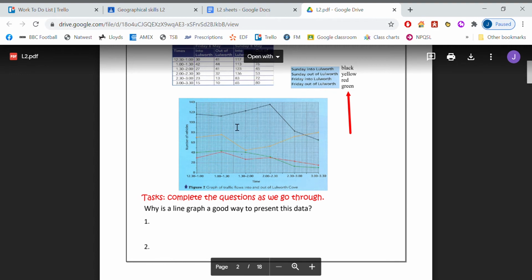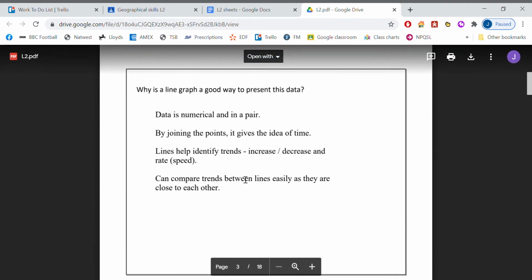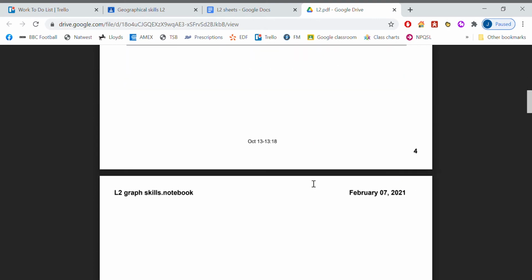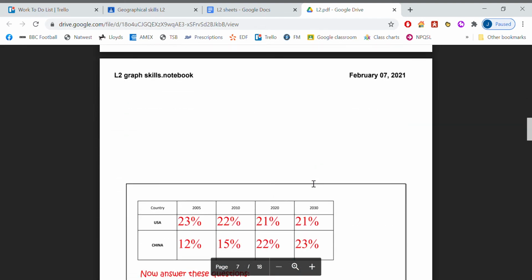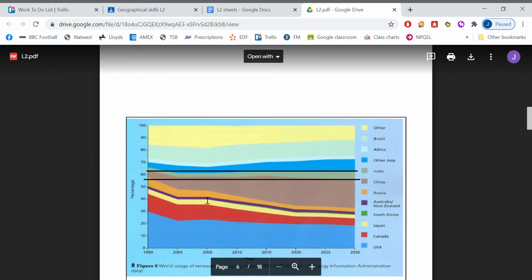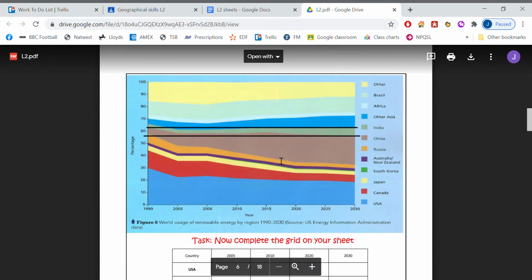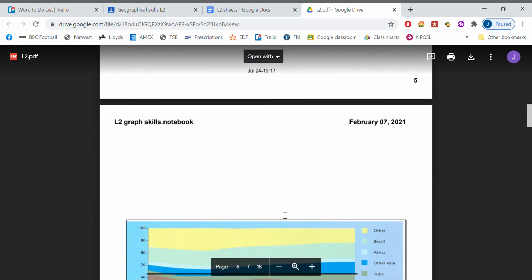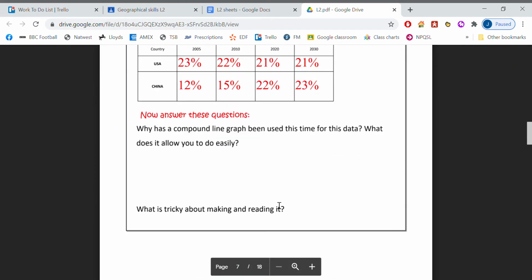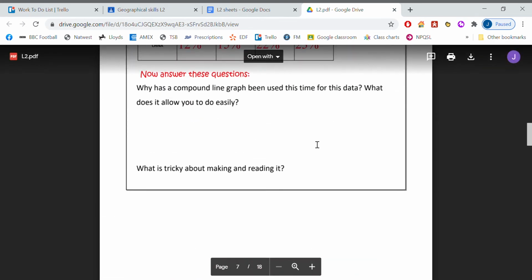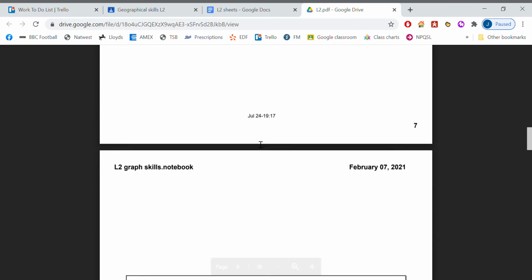Why is a line graph a good way to present this data? Again, with each question, you will have answers on the next page for you to look at to compare to your answers. Then we're going to go through compound line graphs, then some more questions, and it tells you how to actually calculate the percentages. I think, yep, I've done that for you. Then we're going to move on to some questions on whether we should use compound line graphs. Again, answers on the next page.